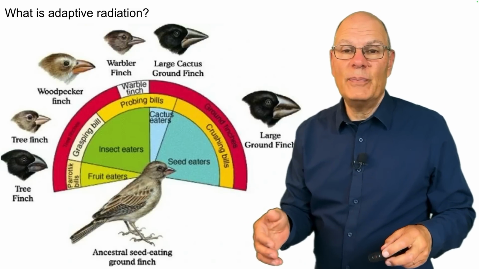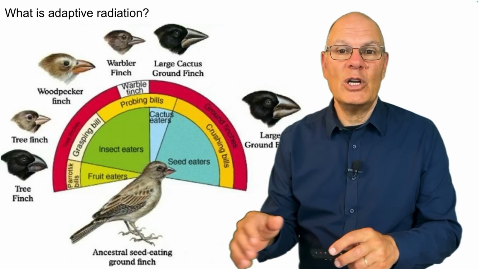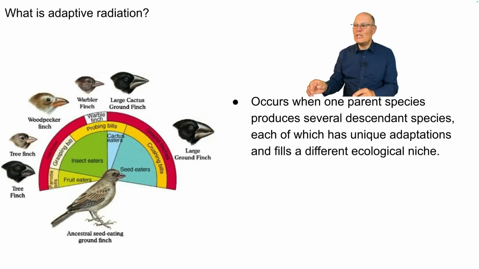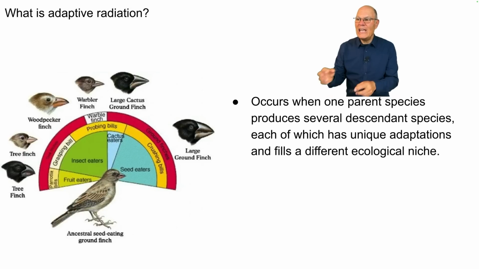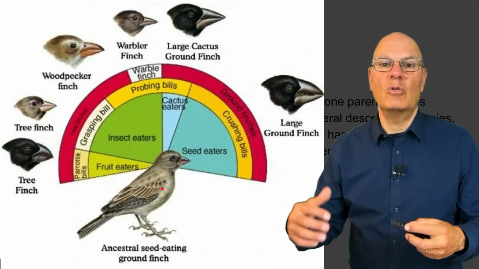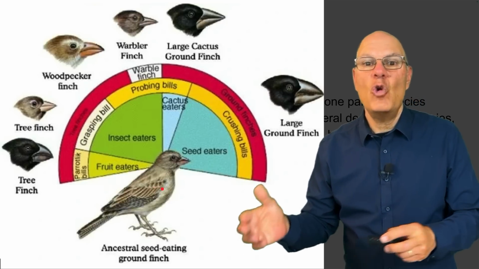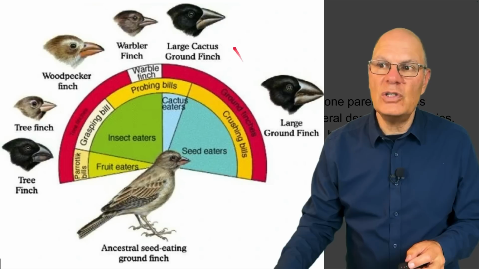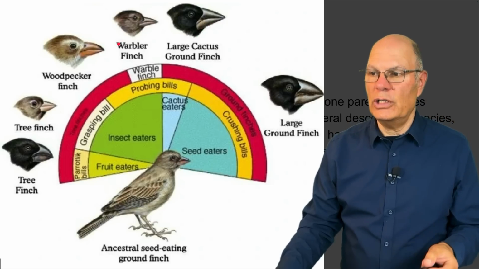What is adaptive radiation? This is a concept that we dealt with earlier when we talked about the evolution of homologous features. Adaptive radiation occurs when one parent species produces several descendant species, each of which has unique adaptations and fills a different ecological niche. The 14 species of Galapagos finches shown here, all of which are descendants of a single South American species, are an example. This one species arrived at the Galapagos Islands and then radiated into a whole variety of descendants, each of which has different features, each of which has a different ecological niche.